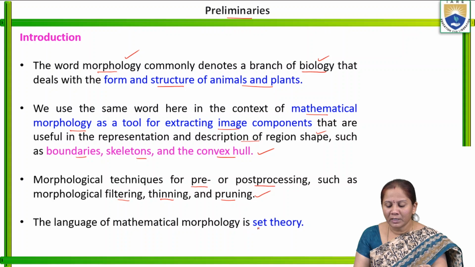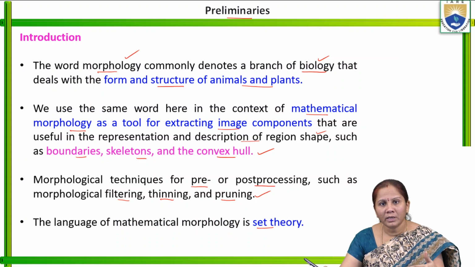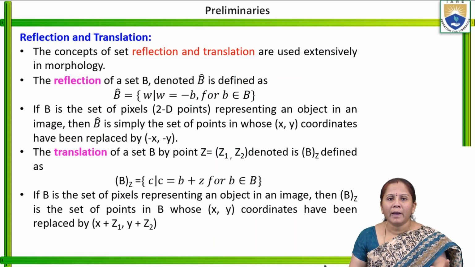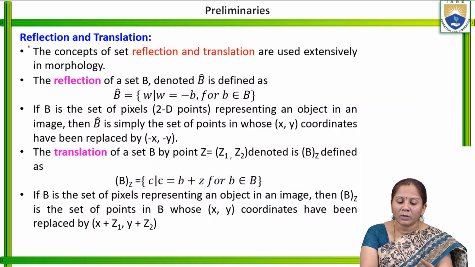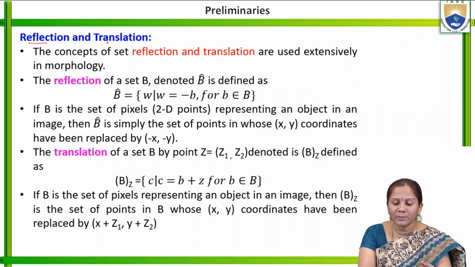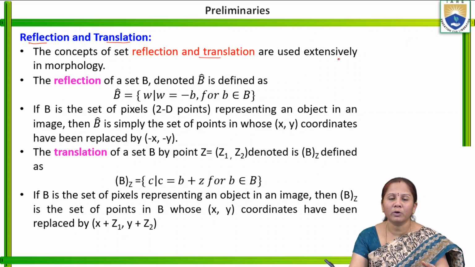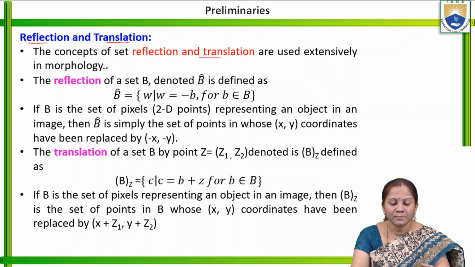The language of mathematical morphology is set theory. So before learning about these morphological operations, we need to have some idea about set theory. Before going to the actual concepts, we need to know what is meant by reflection and what is meant by translation. These are the two important terms that we use during morphological operations. Let us see now what is meant by reflection and what is meant by translation.